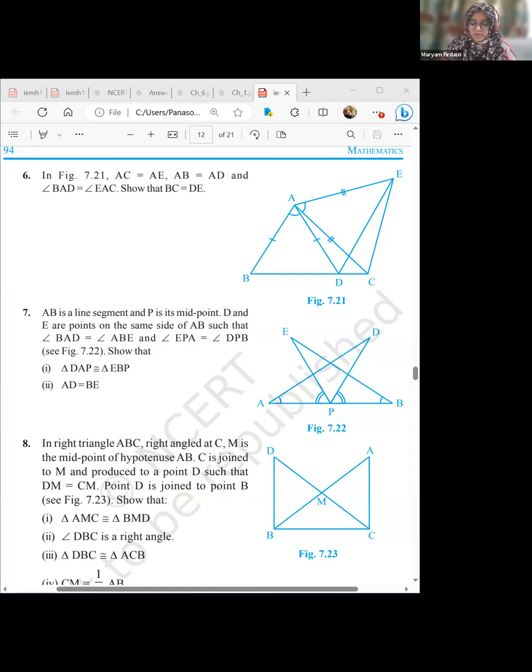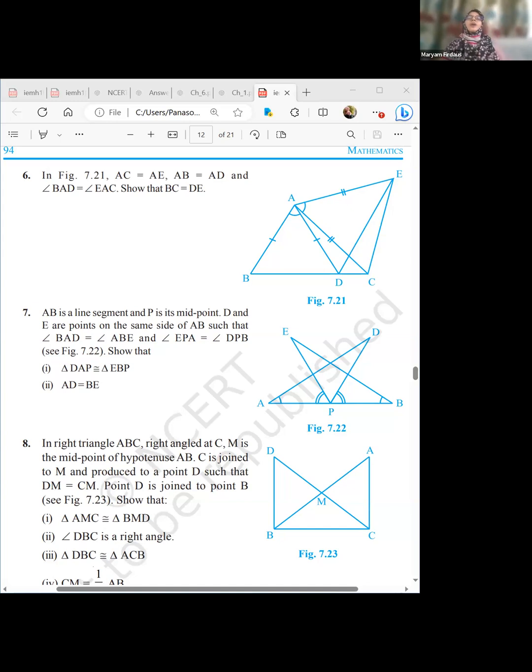Okay, so now since we have these three things, these two angles are equal and we have two sets of sides that are equal. So triangle BAC becomes congruent to triangle DAE by SAS rule. And now the main part, the second part of the question, is that you have to show that BC is equal to DE. How do you know that?